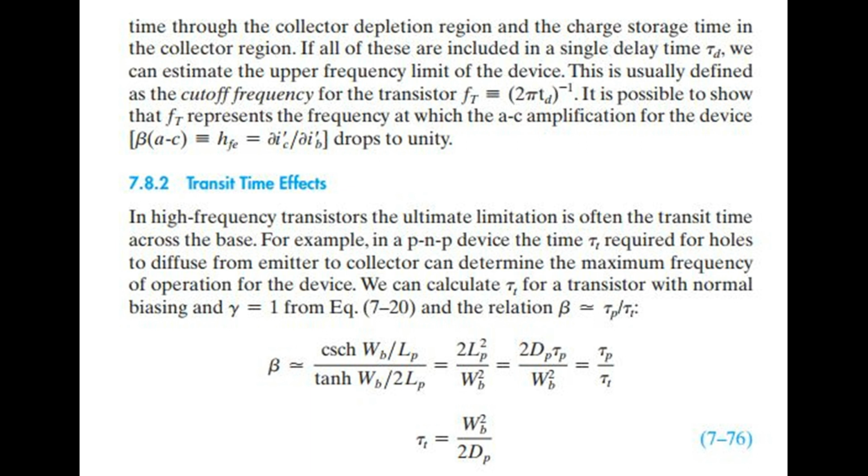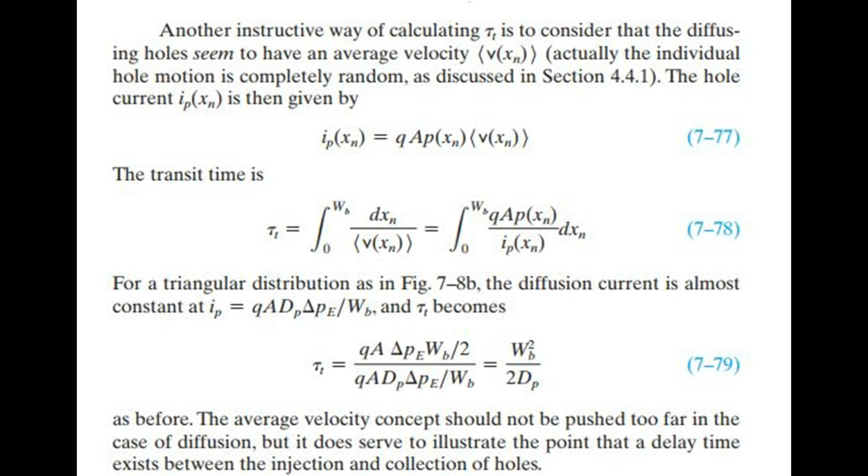For example, in a PNP device the time Tt required for holes to diffuse from emitter to collector can determine the maximum frequency of operation for the device. We can calculate Tt for a transistor with normal biasing and G equal 1 from Eq. 7-20, and the relation. Another instructive way of calculating Tt is to consider that the diffusing holes seem to have an average velocity v(x_n). Actually, the individual hole motion is completely random, as discussed in Section 4.4.1.